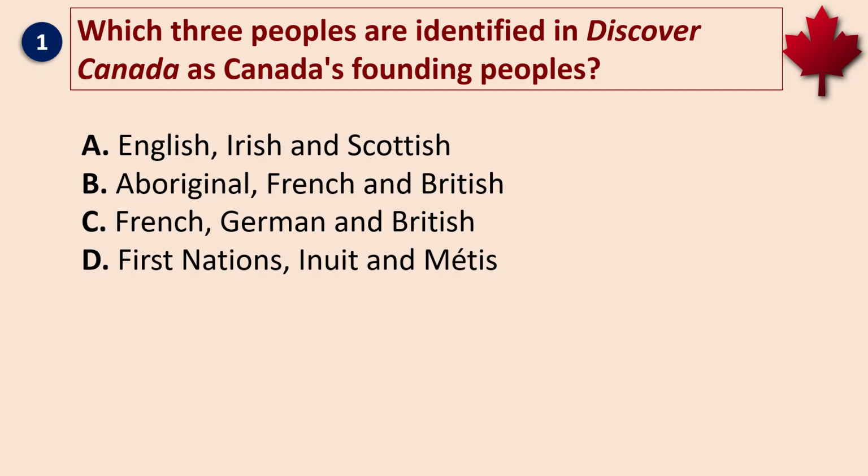Which 3 peoples are identified in Discover Canada as Canada's founding peoples? A. English, Irish and Scottish. B. Aboriginal, French and British. C. French, German and British. D. First Nations, Inuit and Métis.